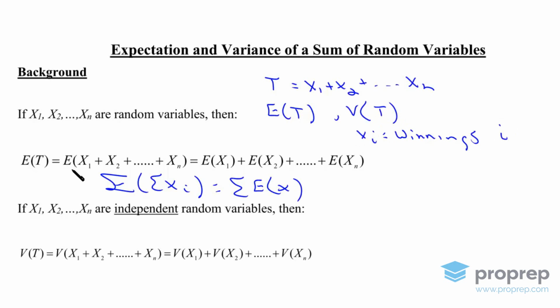Well, that would be the expected winnings of x1 plus x2 plus and so on and so forth until xn. Expected winnings of all the games together. Well, that would equal the expected winnings of x1, the first game, plus the expected winnings of x2, the second game, and so on and so forth until I add up the expected winning of the nth game. Okay, so let's now talk about the variance.